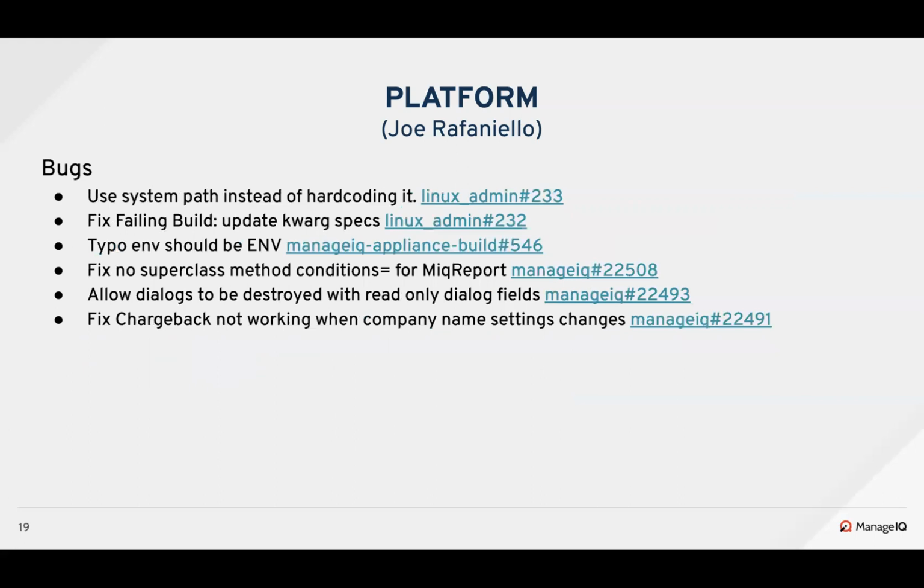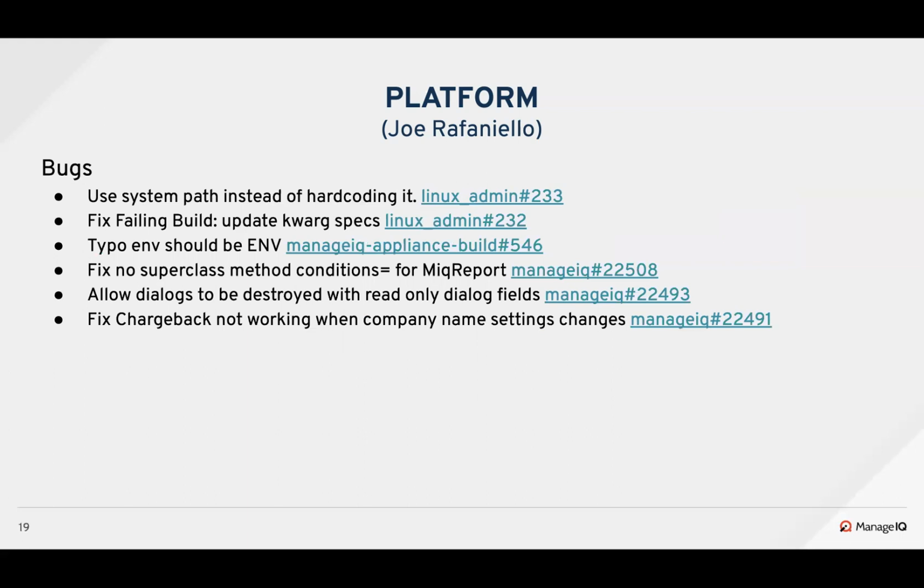Next slide, please. For bugs, in Linux admin, Keenan removed a hard-coded list of binary paths in favor of using a path environment variable. Keenan also fixed some keyword argument issues in a Linux admin test. Brandon is interrupting Keenan's streak of bug fixes here. He fixed a typo in the appliance build repo when it was accessing the IBM Cloud uploaded location from an environment variable.